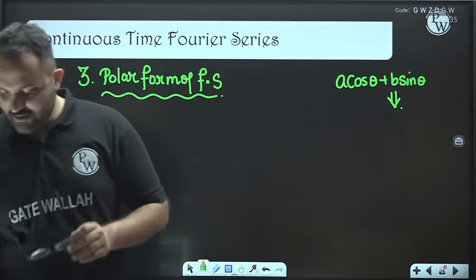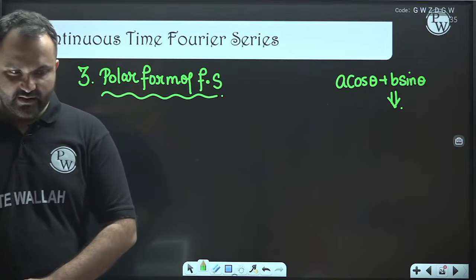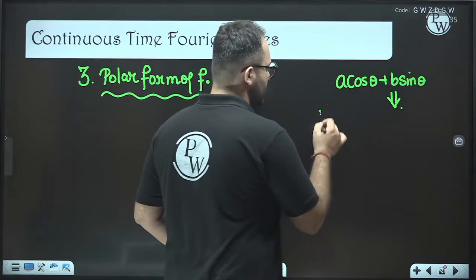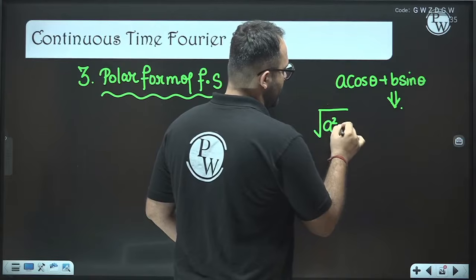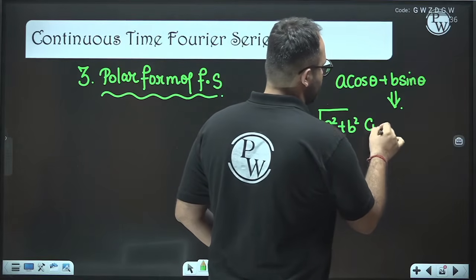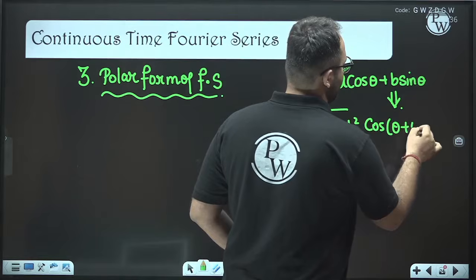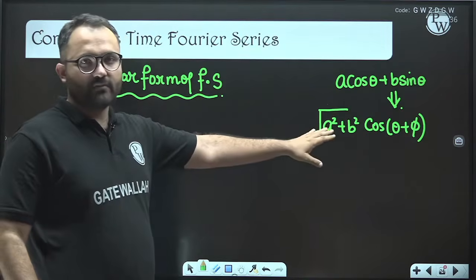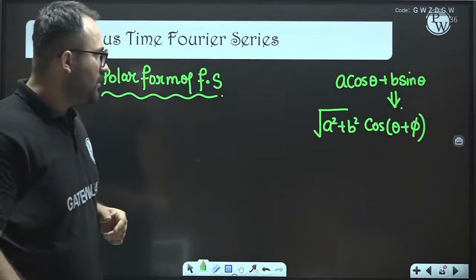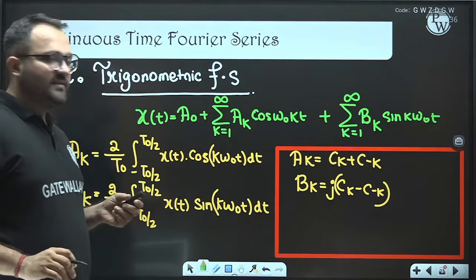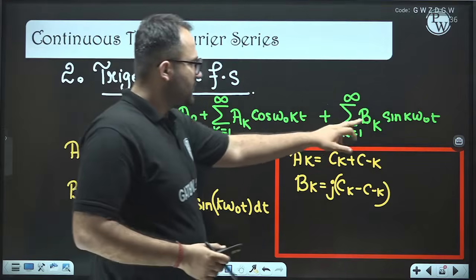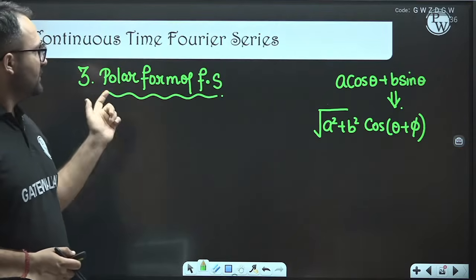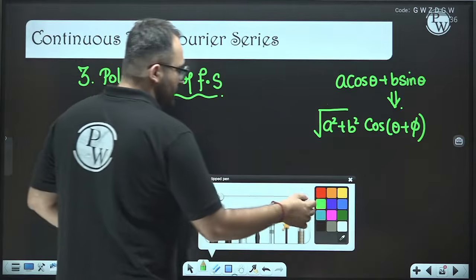We know that a cos theta plus b sin theta can be written as under root of a square plus b square, cos of theta plus phi. Okay, we don't need to know what phi is, but we know that this can be written like this. So from the previous slide, if we combine the sine and cosine terms, ak and bk, then we'll get the polar form. What is the polar form?